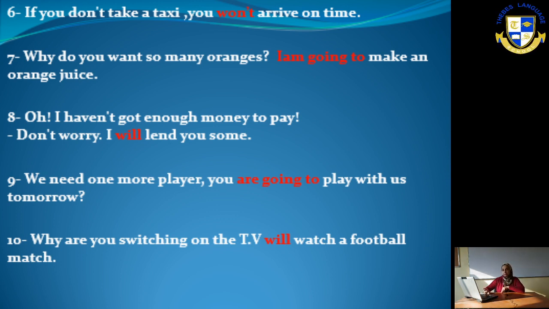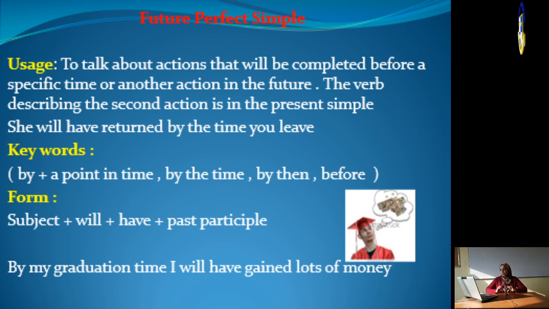Number 10, why are you switching on the TV? I say, I will watch a football match. So I'm doing this now. It means that you are doing an action which is happening right now. You don't plan for it. Let's go to the future perfect simple in the next slide.